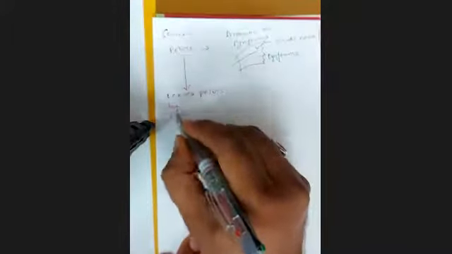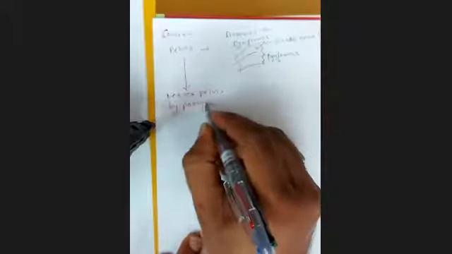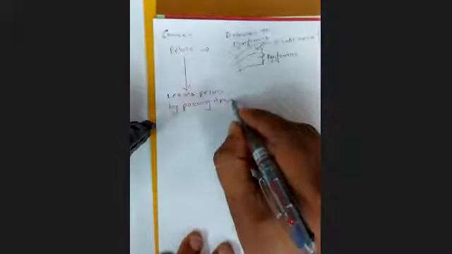What happens to the course further? From the pelvis, it leaves the pelvis by passing through greater sciatic notch.